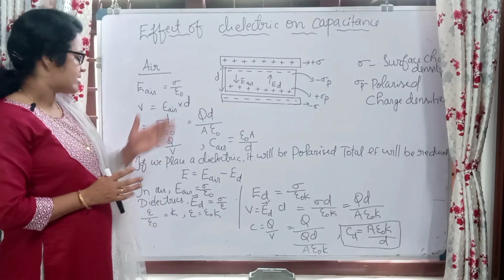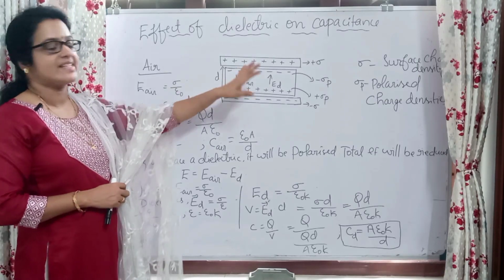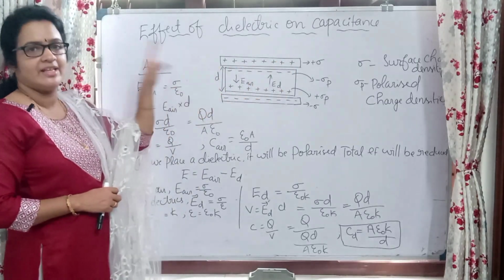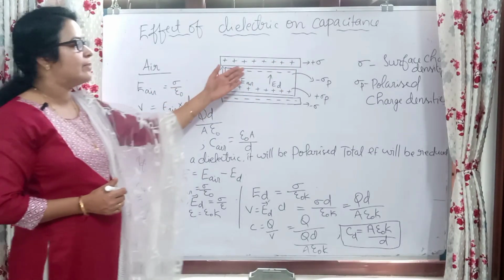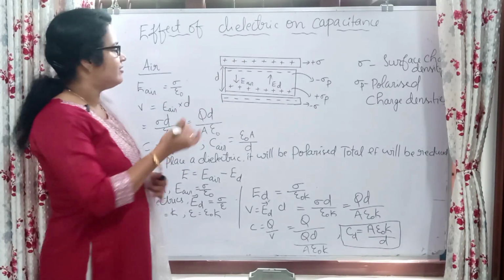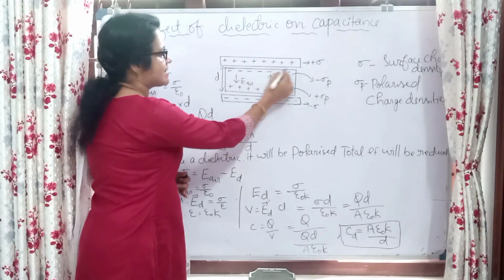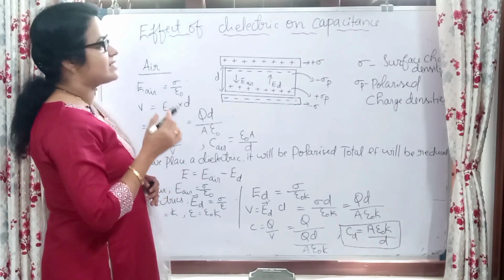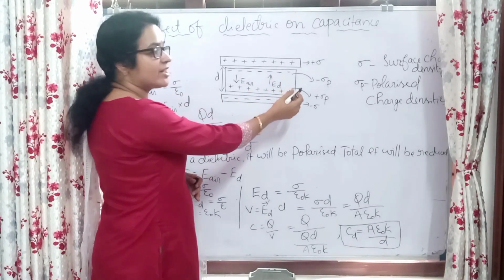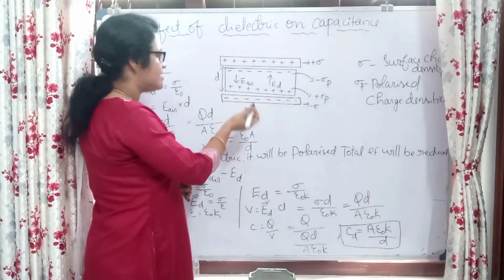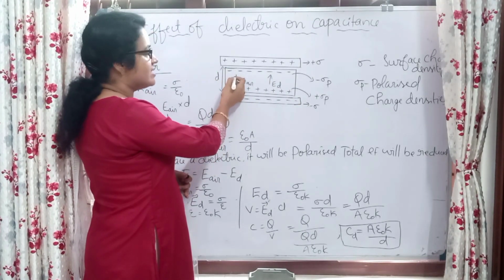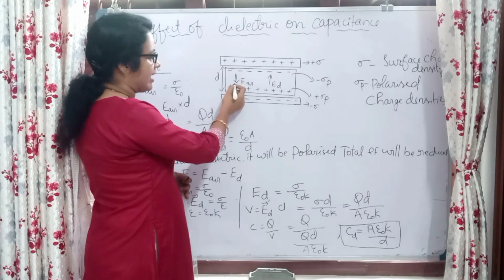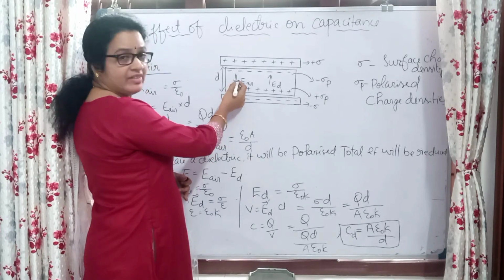Right. Now suppose we are placing a dielectric slab in between this. Then what will happen? Then it will be polarized. Here we can see this is the dielectric slab. And then due to polarization, the surface charge densities become polarized charge densities. That means here this is the electric field of air. Okay, E air we can write here.